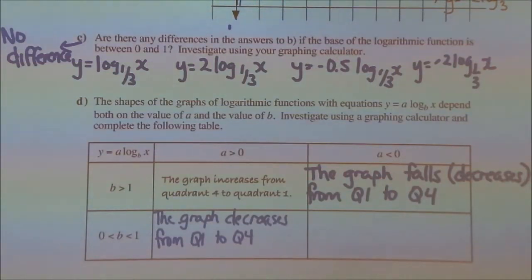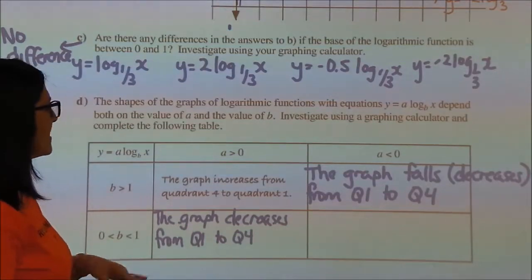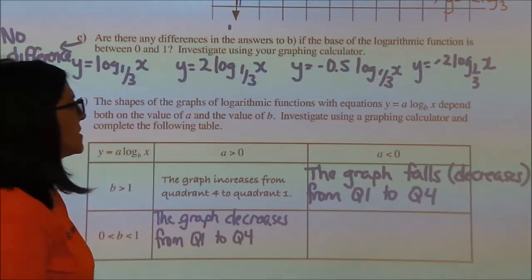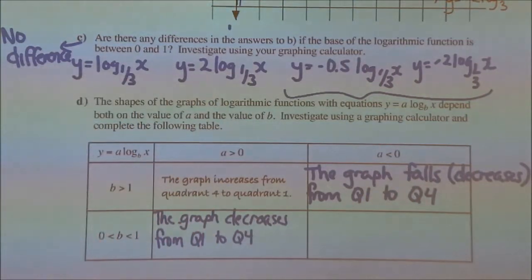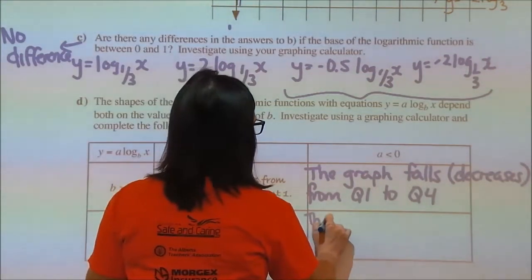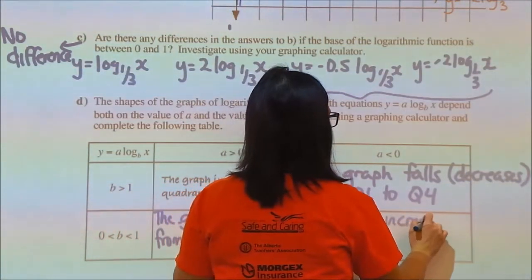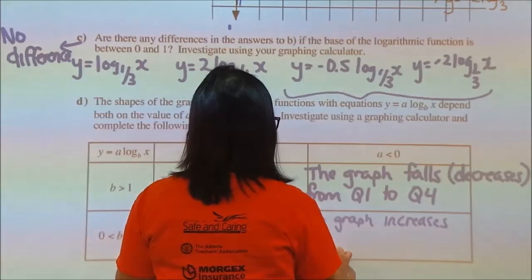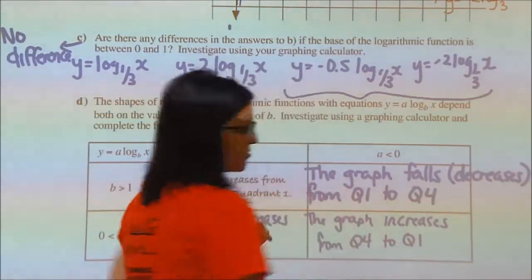And then finally, in this last one, if the value of a is less than 0 and the base is between 0 and 1. So that's looking at these 2 equations from before. And what you'll notice is in those 2 equations, the graph actually rose. So it would be the same as what I have here. The graph increases from quadrant 4 to quadrant 1.